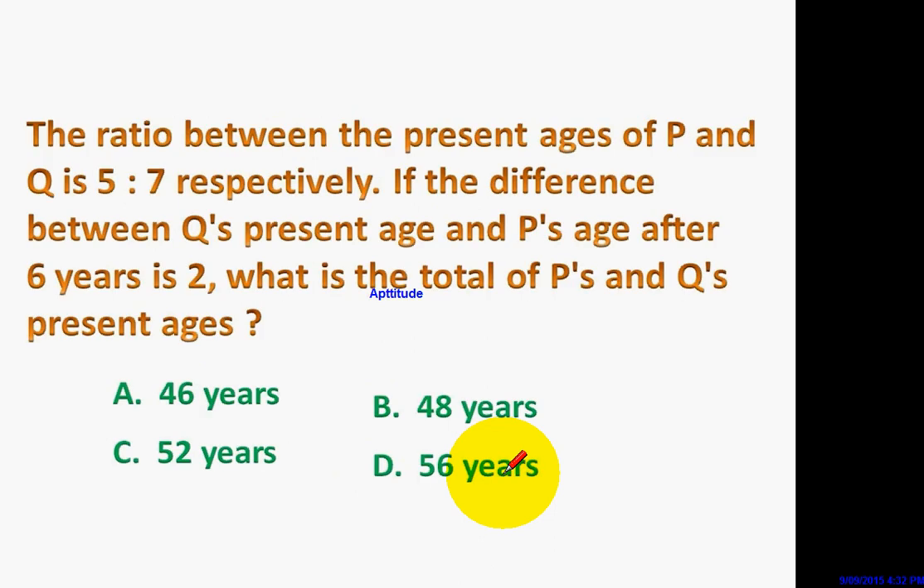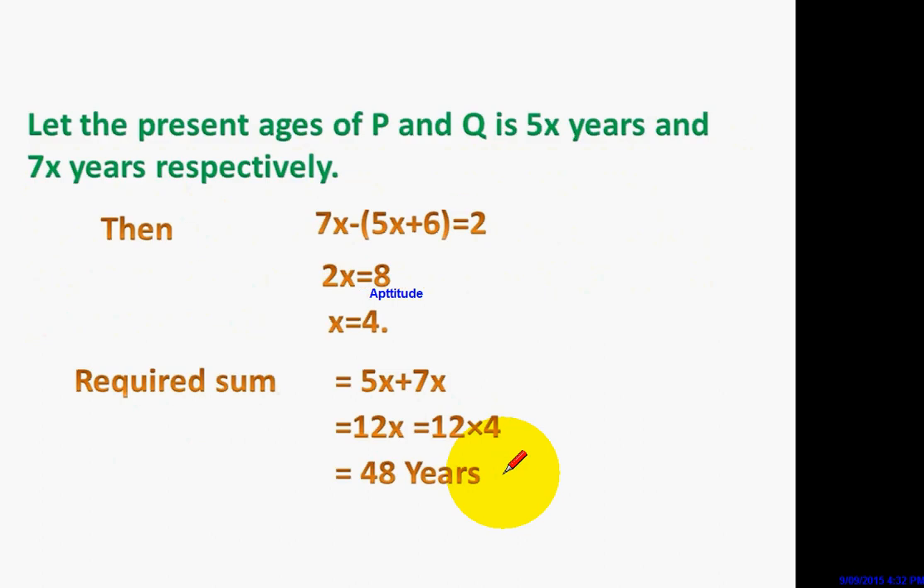The next clue is the difference between Q's present age, which is 7x, and P's age after 6 years. Now P's present age is 5x. After 6 years means you have to add 6. So 5x plus 6, and that difference is equal to 2. That is, 7x minus (5x plus 6) is equal to 2. Am I right?